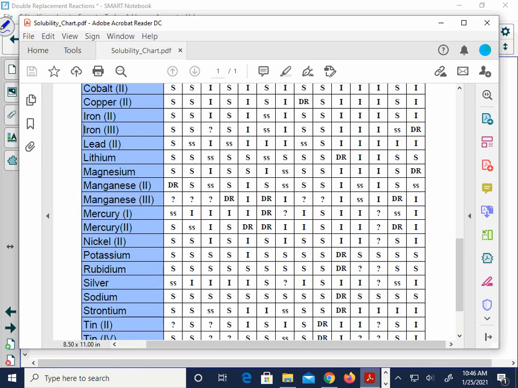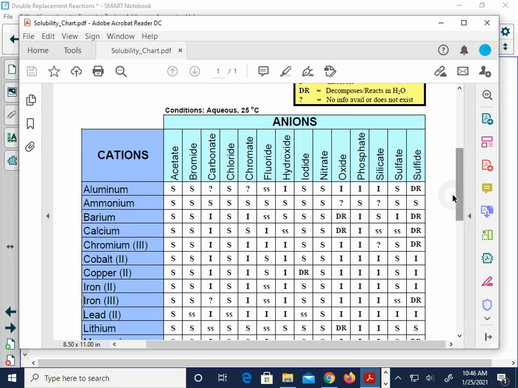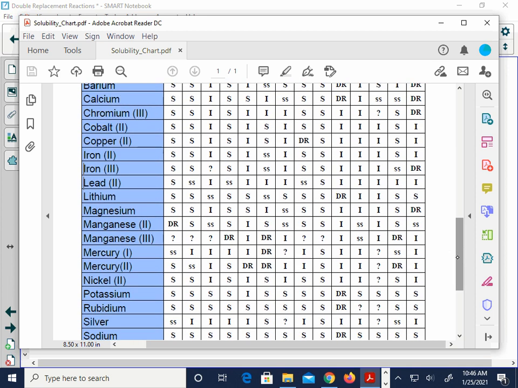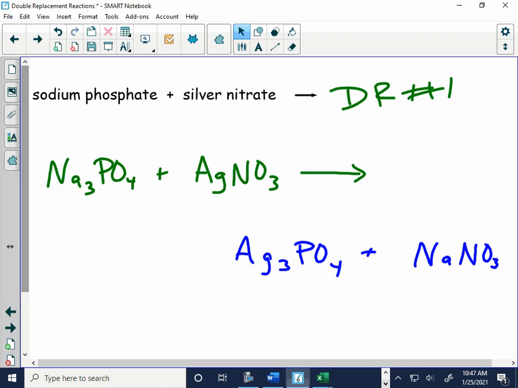So the first one I'm going to look at is going to be silver phosphate. So I need to come back up, look to see where my phosphate is, it's 4 from the right-hand side. So here's my silver. I go 4 over, 1, 2, 3, 4. That gives me an I. So silver phosphate is insoluble. So I'm going to put that S there, saying that it is a solid.